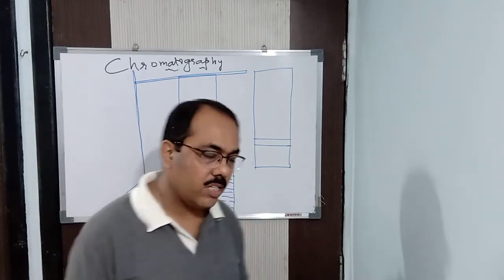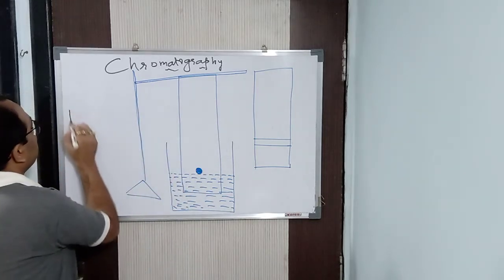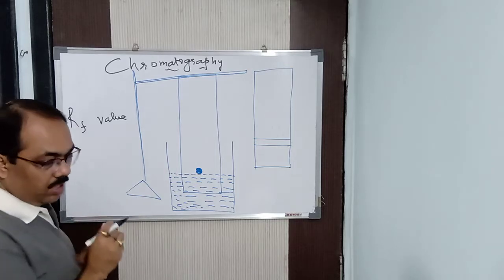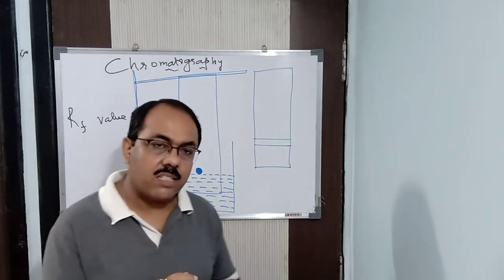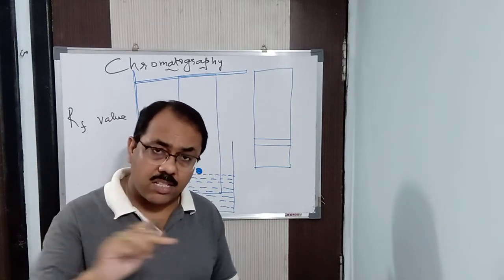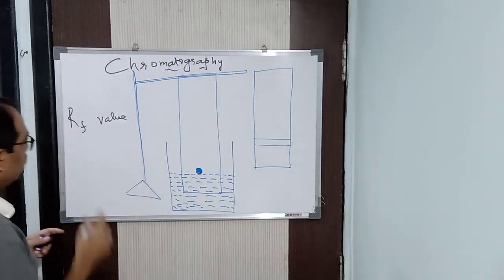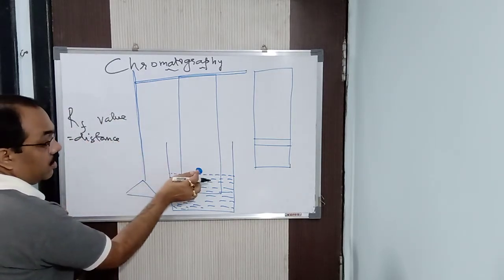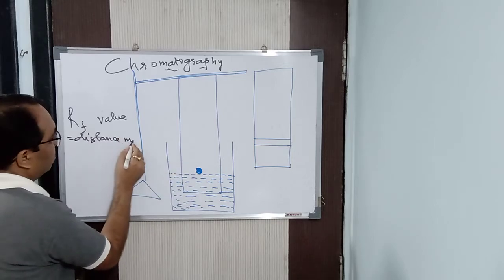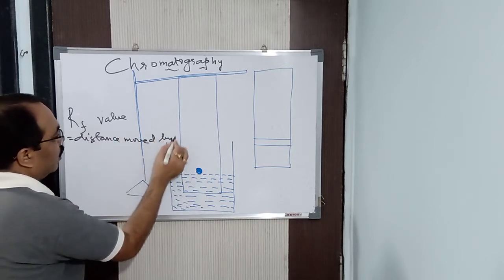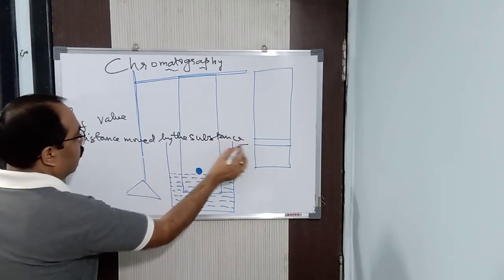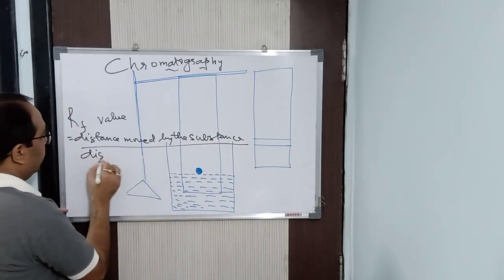Now here one thing you have to understand, that is the RF value. What is the RF value? The RF value is the distance moved by the substance divided by the distance moved by the solvent. Got it? What did I say? Distance moved by the substance. Substance means this one, the ink. Distance moved by the substance divided by the distance moved by the solvent.